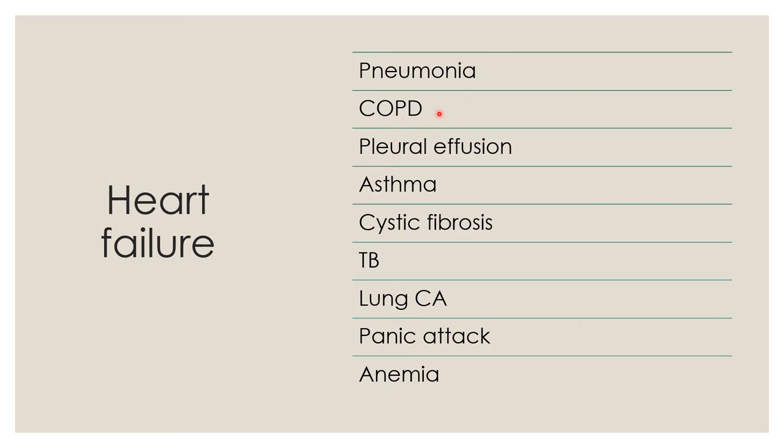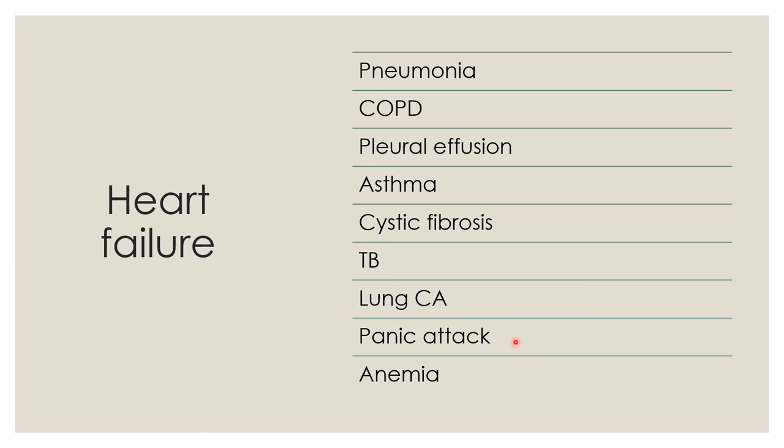Chronic obstructive pulmonary disease can give us cough. Pleural effusion can give dyspnea. Asthma, breathing difficulty with wheezing. This time is bronchial asthma, not cardiac asthma. Might be cystic fibrosis that will present like asthma. Tuberculosis will present with hemoptysis, just as left heart failure will present with orthopnea, cough, and hemoptysis. Lung cancer can also present with breathing difficulty and hemoptysis.